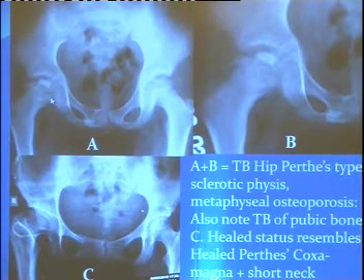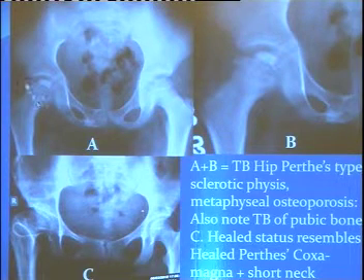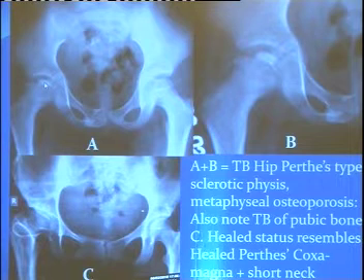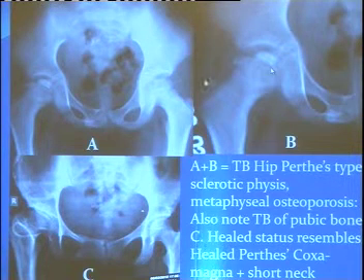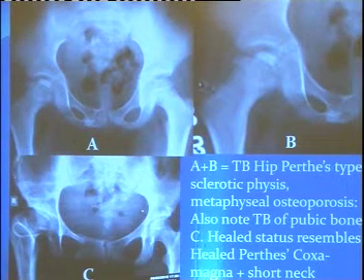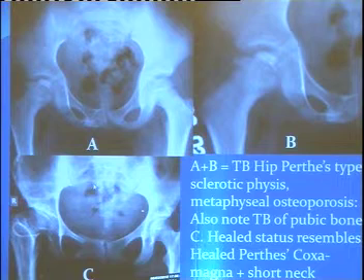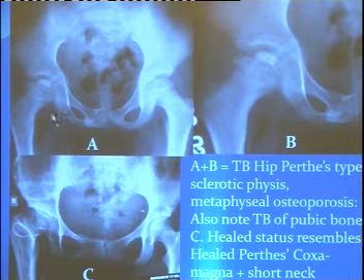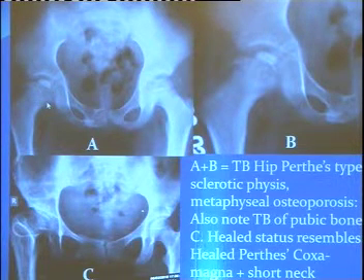Tuberculosis, metaphyseal osteoporosis, increased density of the epiphysis. This is the epiphyseal cartilage, and the epiphysis shows increased density. Patient was put on treatment and the patient healed again with coxa magna, though coxa brava as well. The neck remains short. Is it tuberculosis? You can debate or discuss it.